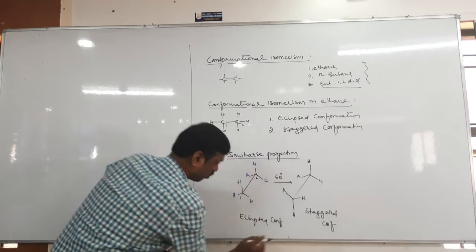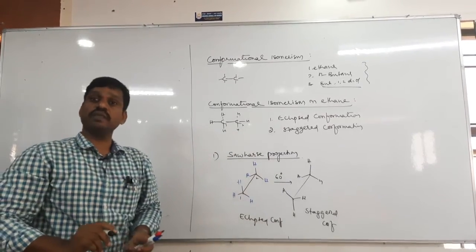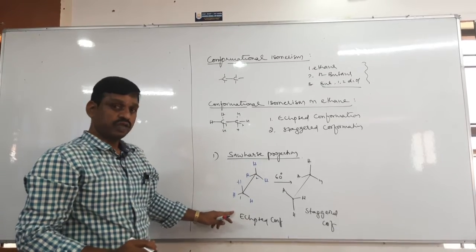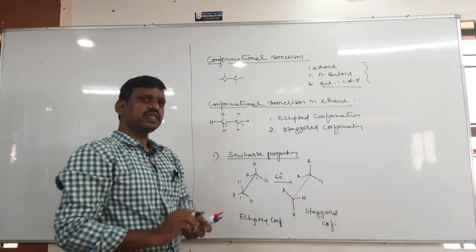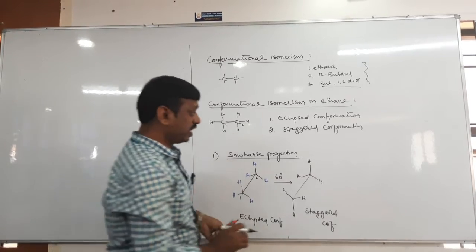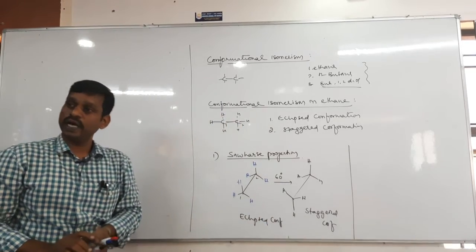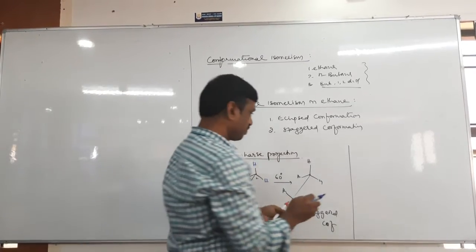Okay. Therefore, among staggered and eclipsed conformations, where are the interactions maximum? In eclipsed. Where are the interactions minimum? Staggered. Okay. This is Sawhorse projection. Next, conformations can also be represented by Newman projection.